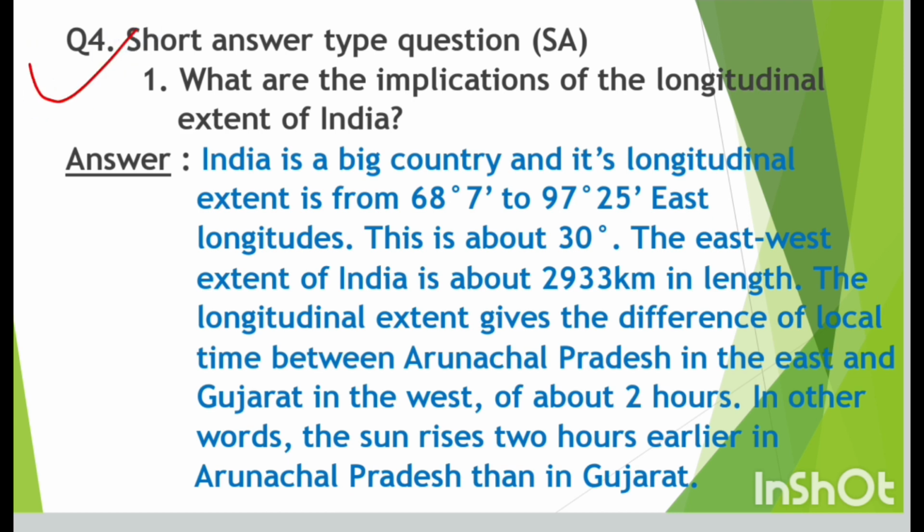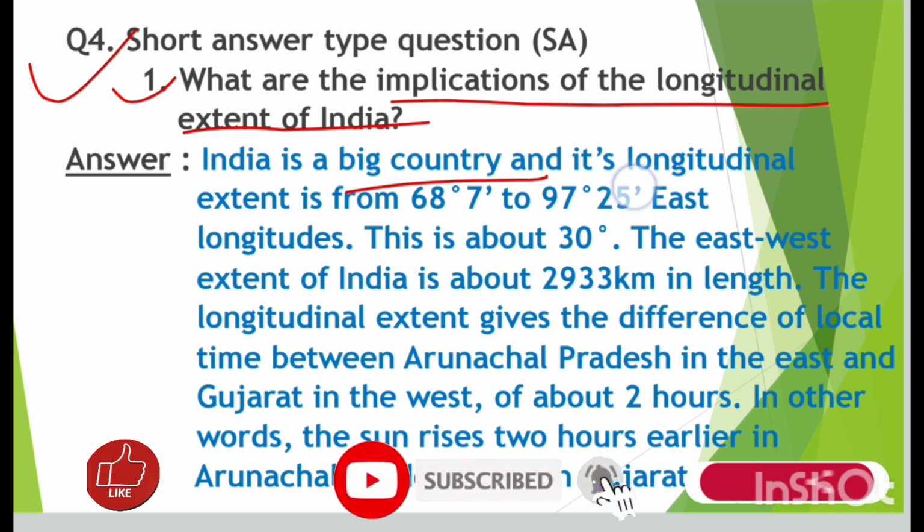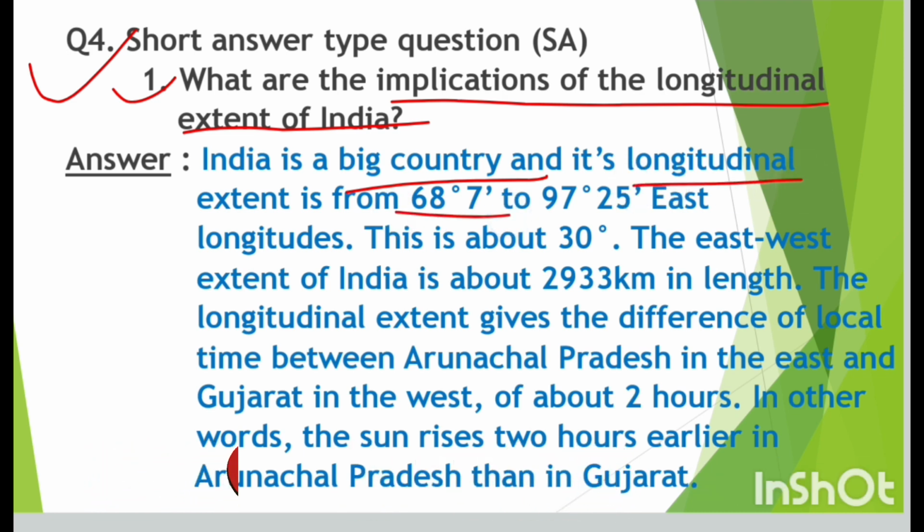Question number 1, what is the implication of the longitudinal extent of India? Answer: India is a big country, and its longitudinal extent is from 68 degree 7 minute to 97 degree 25 minute east longitudes. This is about 30 degree. The east-west extent of India is about 2,933 km in length.